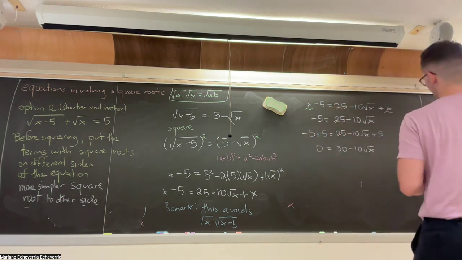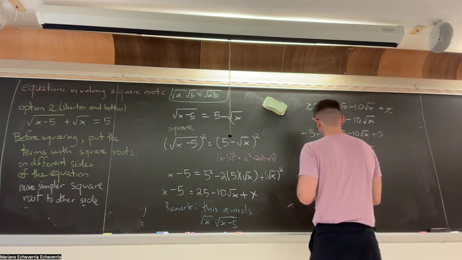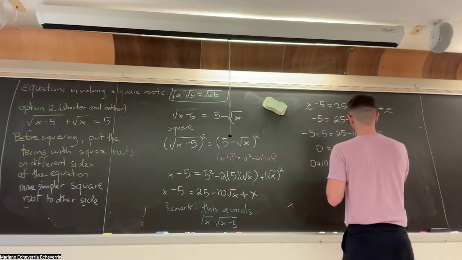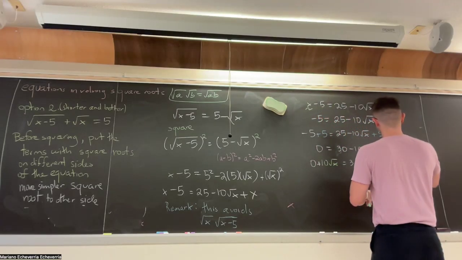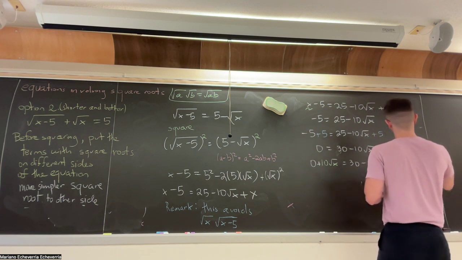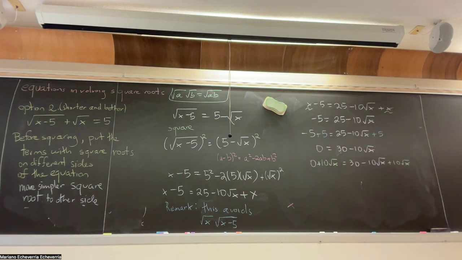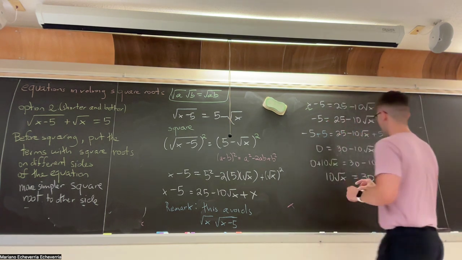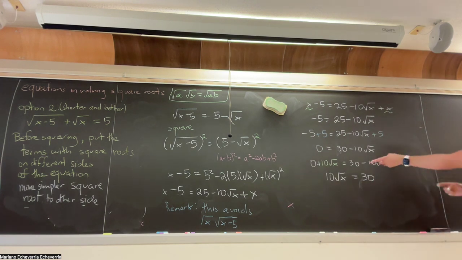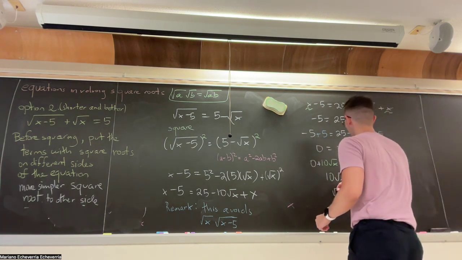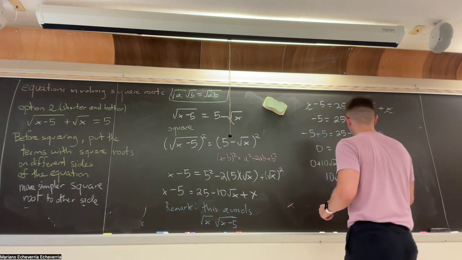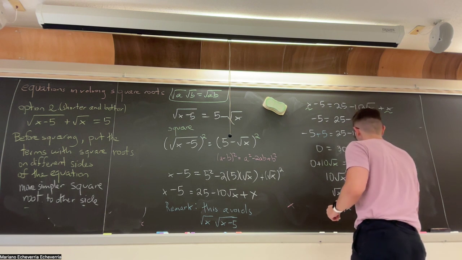Okay, and then you add 10 root of x to both sides. So you get 10 root of x equals 30. 30 is 10 times 3, so that means the root of x is 30 over 10, which is 3. So root of x equals 3.